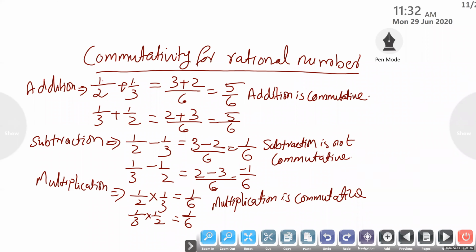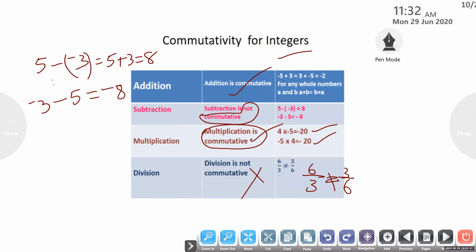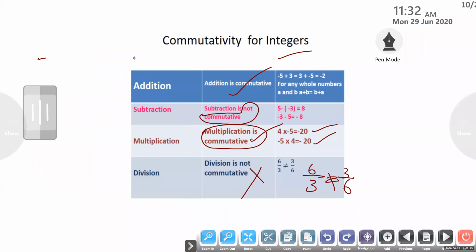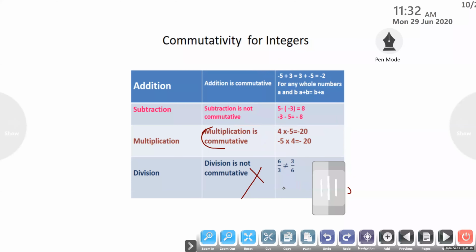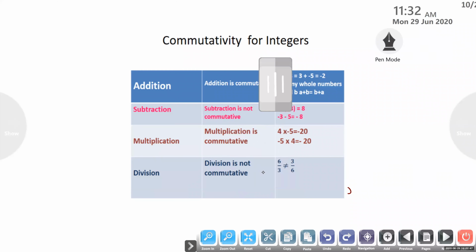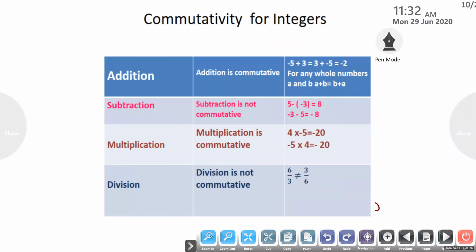Commutativity for integers. Okay, I will show you commutativity for integers. Here it is. See, negative 5 plus 3. Order we are changing, 3 plus negative 5. Answer is negative 2. Both the cases, answer is negative 2. When we change the order, answer is not changing. So we can say that addition is commutative.